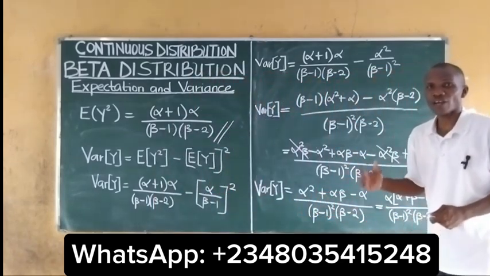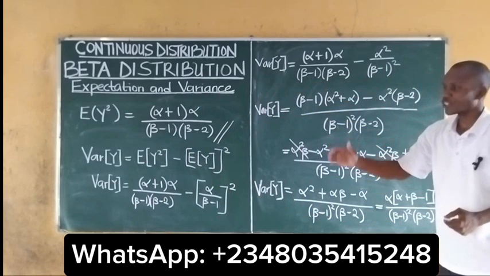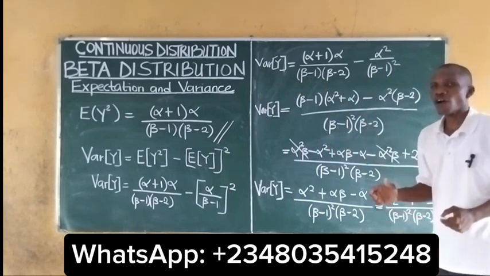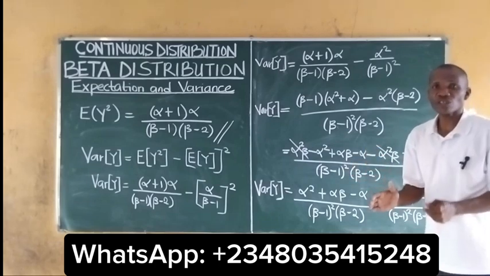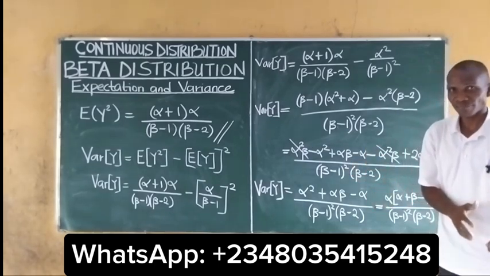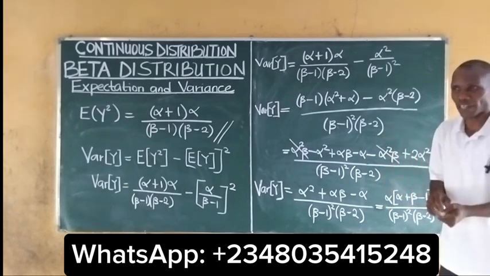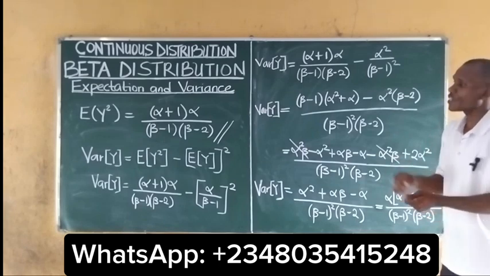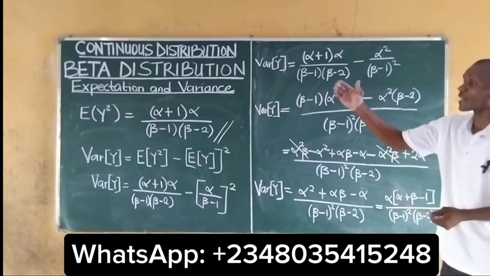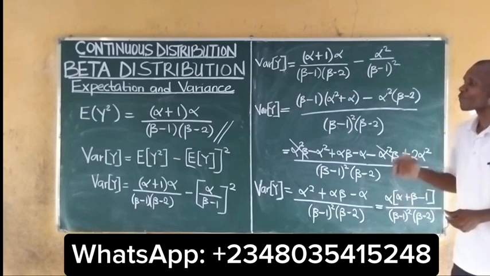So this is how we can compute the expectation and the variance for the beta distribution of the second time. If we follow this process, we can obtain the expected value and the variance for the beta distribution of the second time.